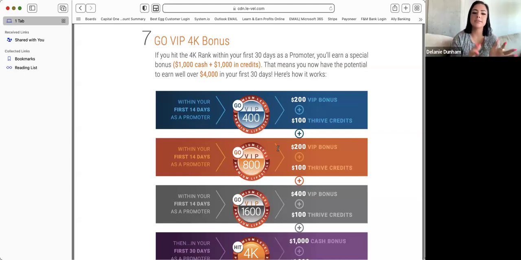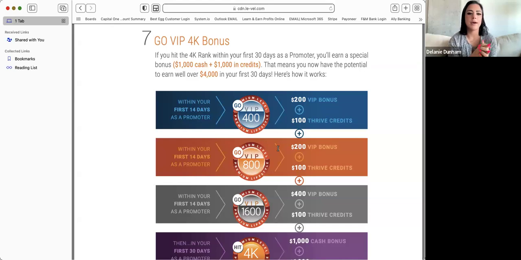When they hit 4,000 in sales, they're going to get an extra $1,000 in cash and $1,000 in product credit. That's in addition to the VIP bonus, which, like I said, is an extra 800, but it ends up being well over 1,000 with regular commissions included. So right there alone, somebody is sitting at over $2,000 in their first 30 days, plus 1,000 in product credit.